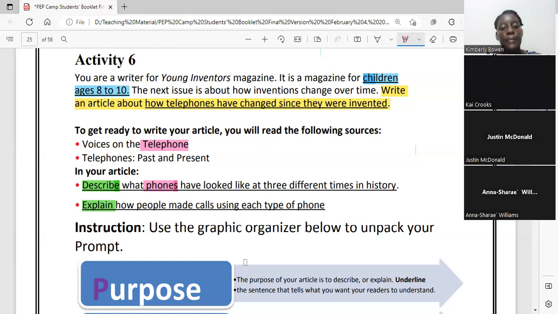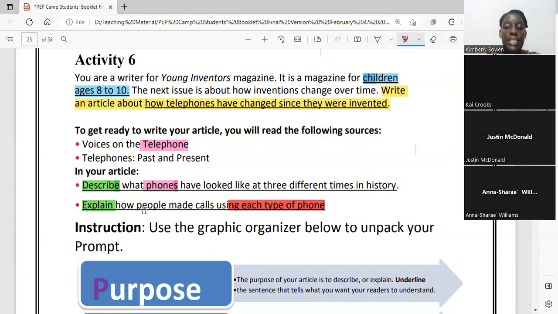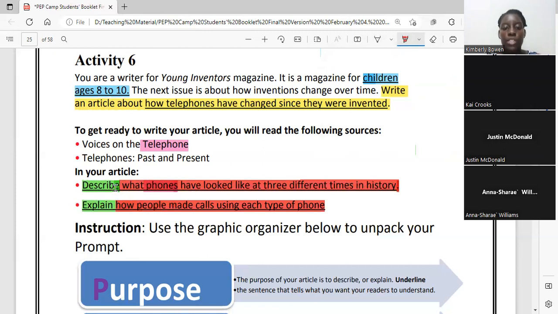Very good, Kai. So we're going to highlight it in red now, and this is the type of information you must include in your article. If you include anything else, they're not so much concerned about it. What the person marking the essay wants to see is what phones have looked like at three different times in history and how people made calls using each type of phone. All right?